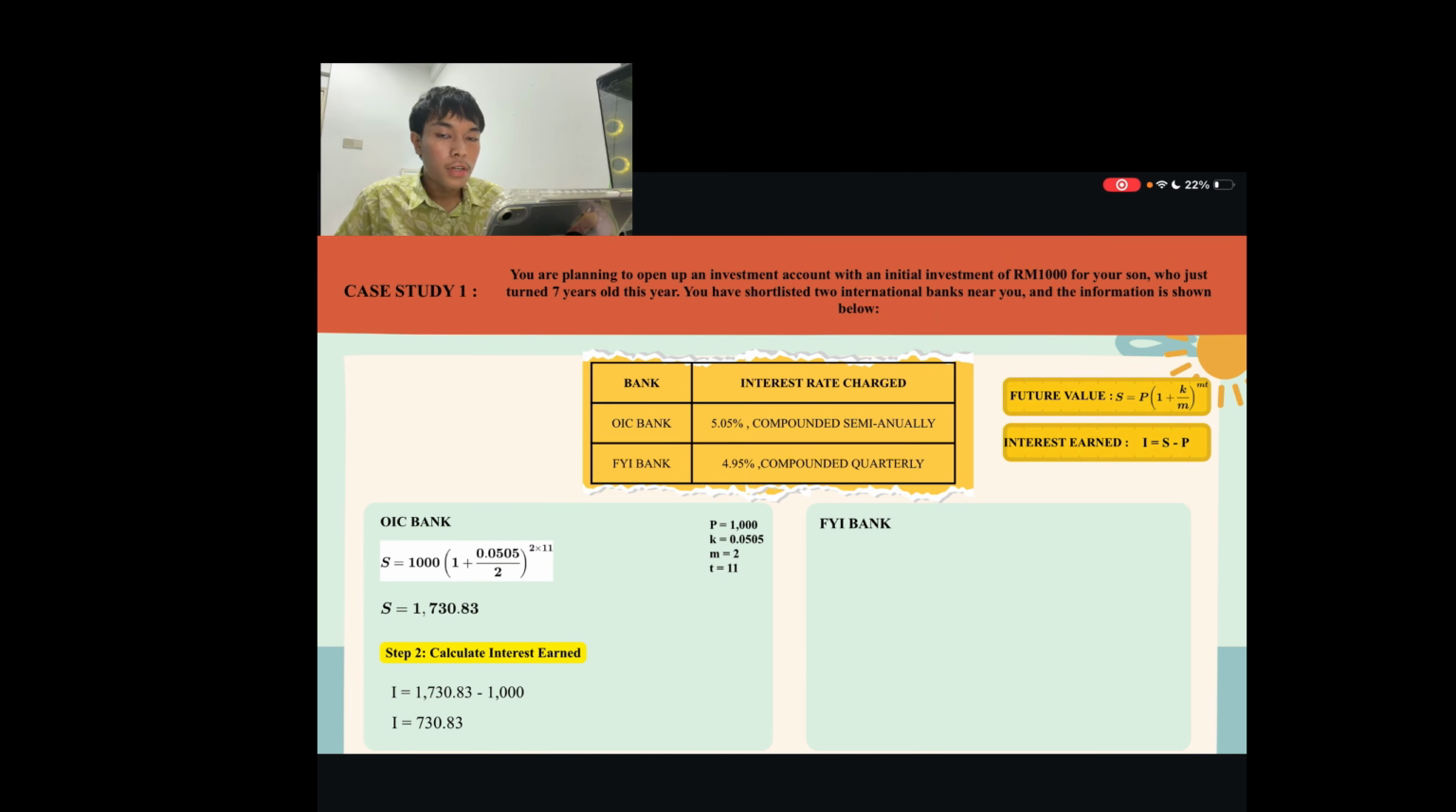Now let's evaluate FYI Bank. For the values given, our K is 0.0495 and our M is 4 because it is compounded quarterly, and our T is still the same, 11 years. So we just plug in all our values, and we will get the accumulated future value of 1,717 ringgit and 38 cents. Now to calculate the total interest earned, we will subtract our initial investment of 1,000 ringgit, and we will get 770 ringgit and 38 cents.